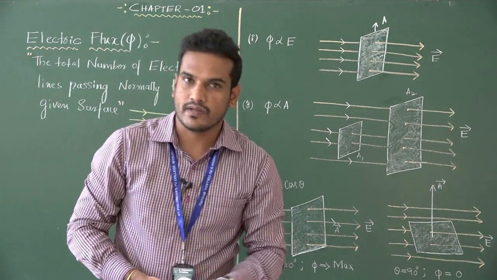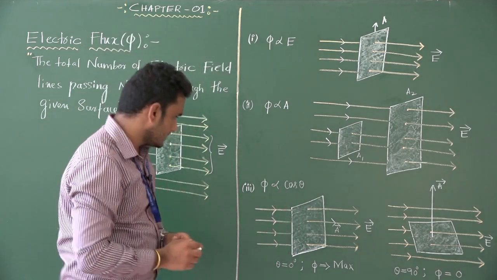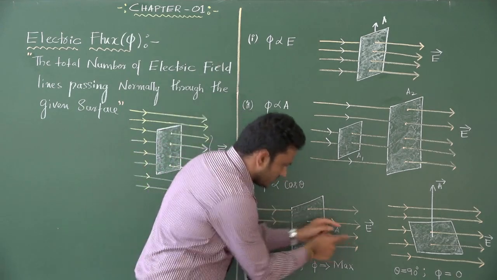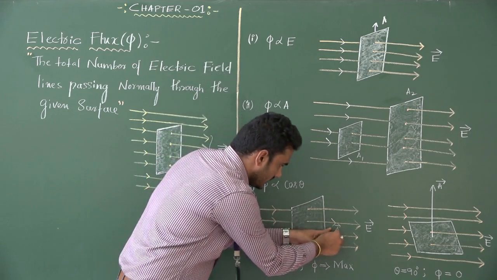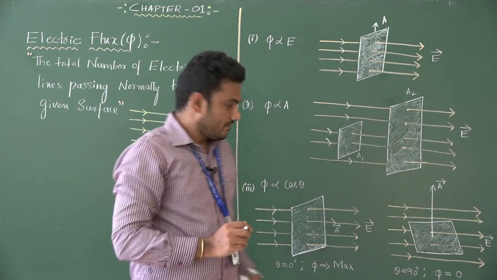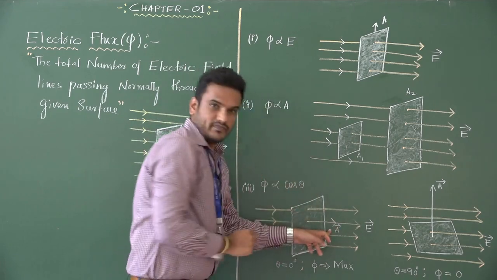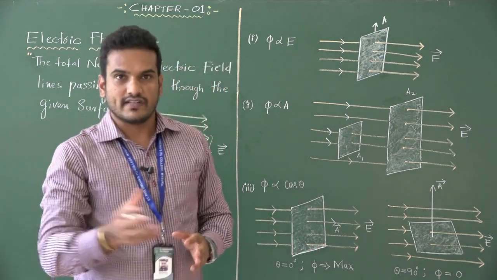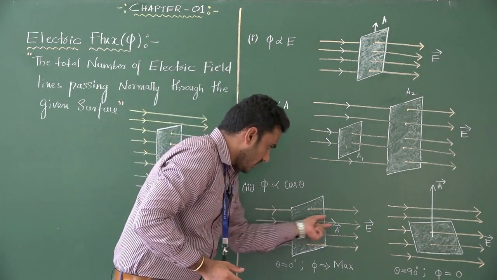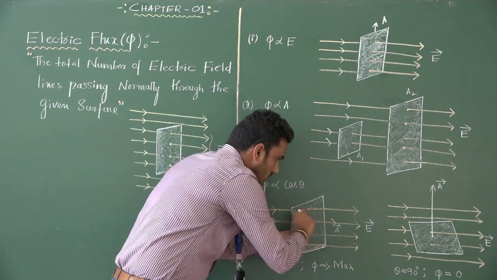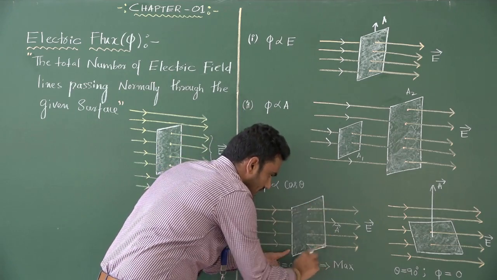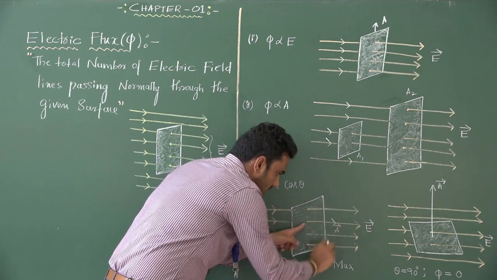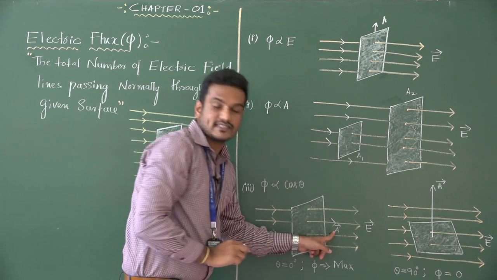Electric flux also depends on angle theta. See this diagram. These are the electric field lines passing through the given surface. Here one thing you can observe, A vector or vector A, is called the area vector. What exactly is the area vector? Area vector is nothing but the straight line drawn perpendicular to the area element. So this is the area element. To this area element I am drawing a straight line perpendicular to it. That straight line is known as the area vector.